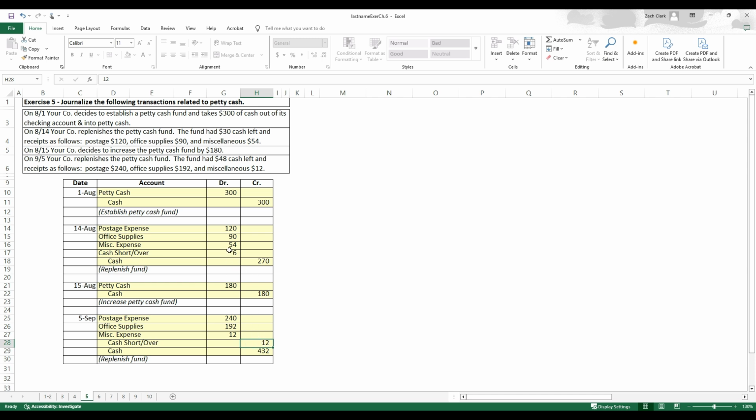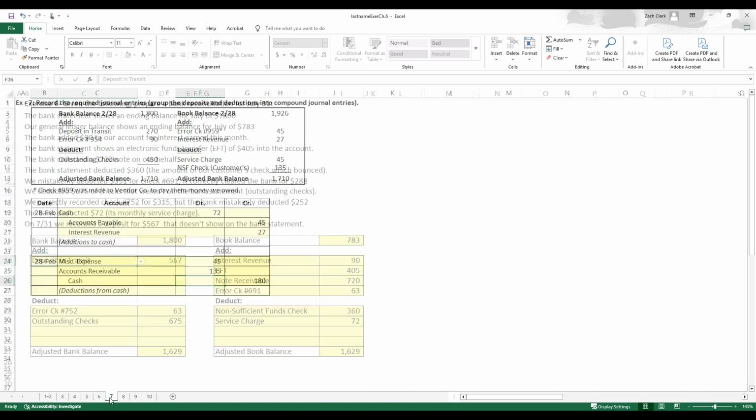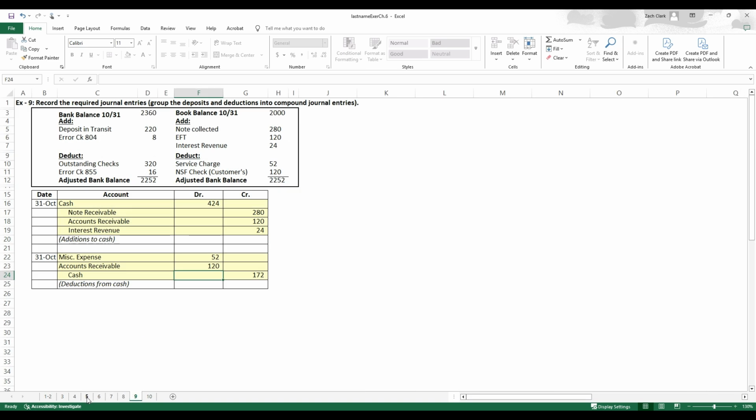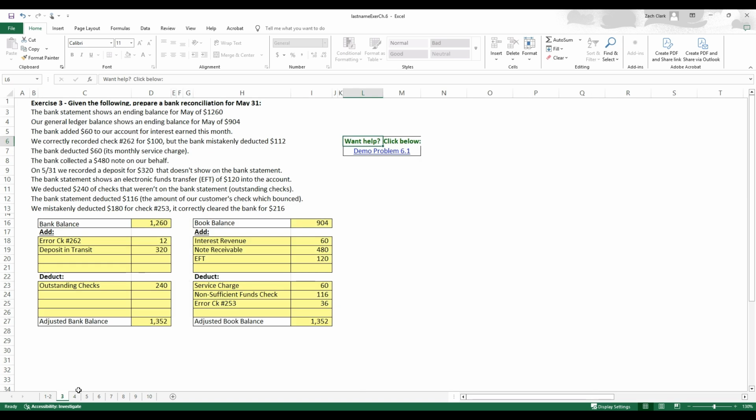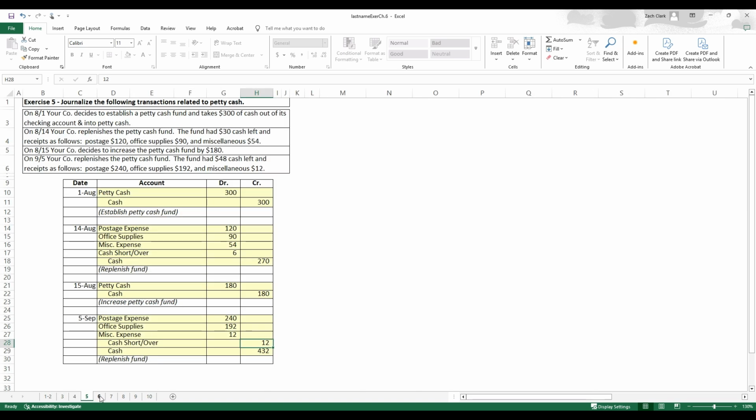Not the biggest deal in the world, but you do want to keep an eye on that and make sure it's not being abused by employees or something. This cash short and over is a miscellaneous kind of difference that's not accounted for, a reconciliation item. So that's petty cash. Again, that's just kind of how you run through that process. But as you can see by the fact that we have so many bank reconciliation problems here, that is a more pressing kind of deal. So better to understand those.